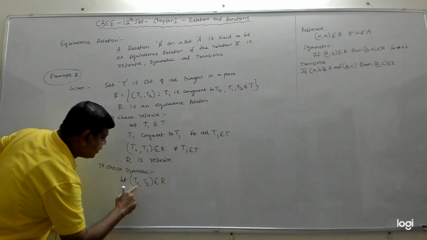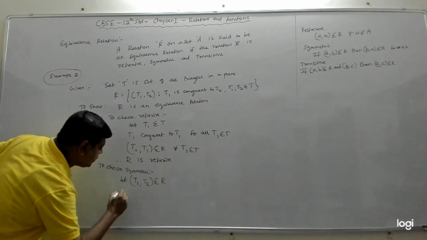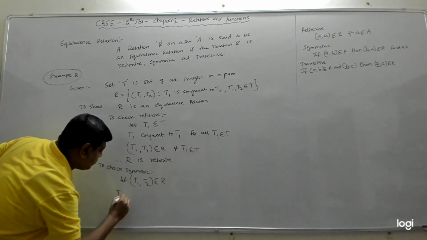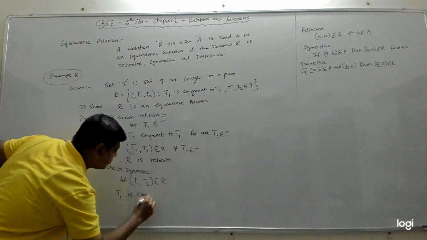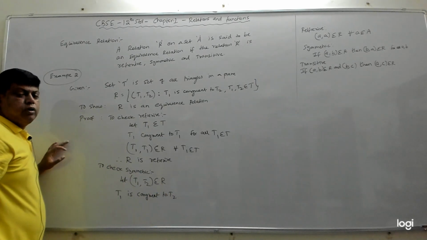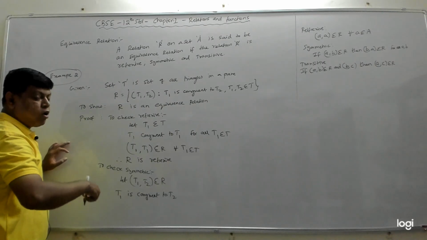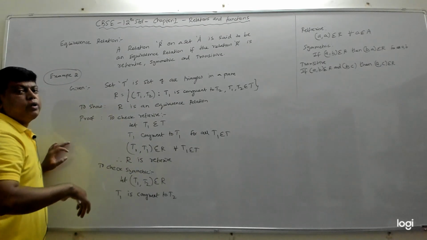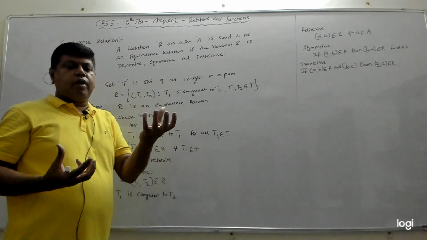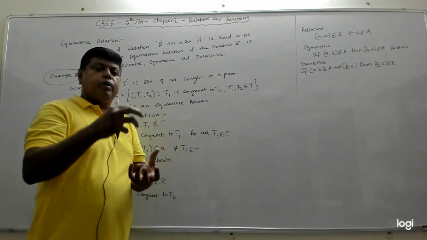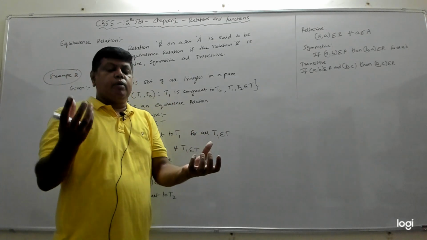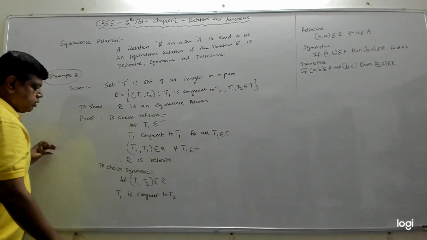Fine. Now when (T1, T2) belongs to R, what does it mean? As per the definition, T1 is congruent to T2. The triangle T1 is congruent to T2. Now whenever T1 is congruent to T2, we can always say T2 is congruent to T1. If one triangle is congruent to another triangle, then we can say the reverse way. If I say triangle A is congruent to triangle B, we can say triangle B is congruent to triangle A also.